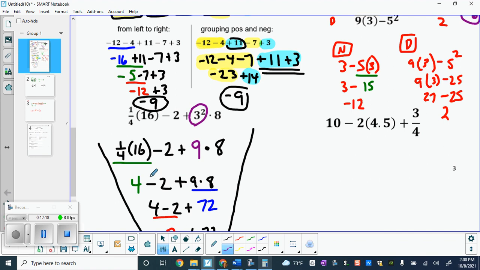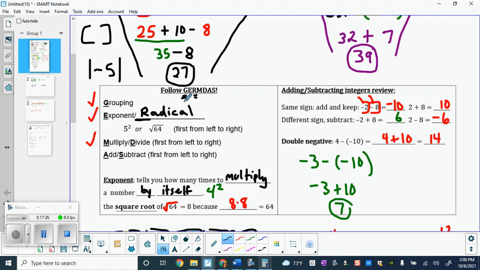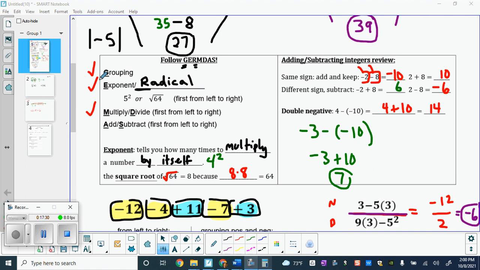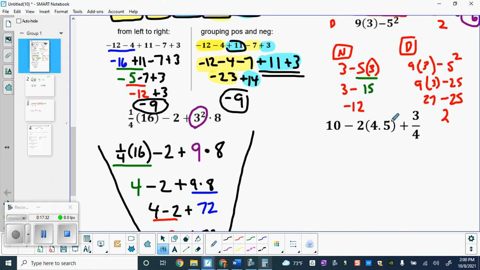And for the last one here, it actually looks a lot worse, I think, than it really is. Let's go back up here to GEMDAS and take a look. So we're looking for any grouping. And here the parentheses are actually used for multiplication. They're not grouping anything together with the 4.5. So there's nothing to do with the grouping.